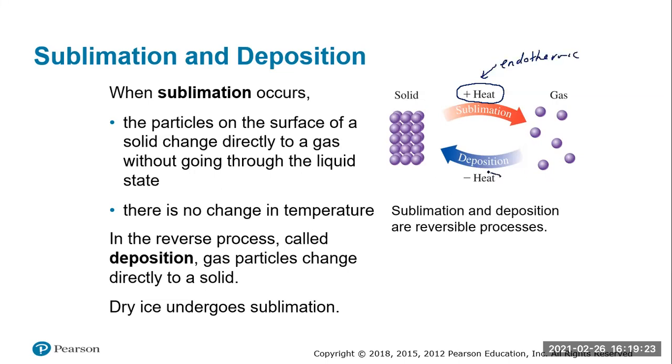Going from gas back to solid, energy needs to be released, which is why we have our negative there, which is exothermic in that process. When we release the energy, these gas molecules flying around slow down and they basically clump together into the solid state.